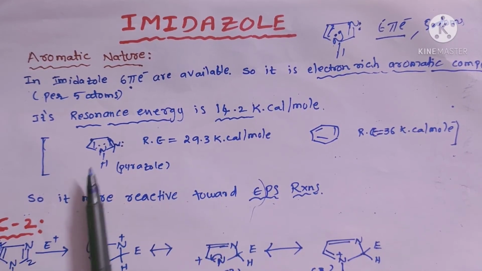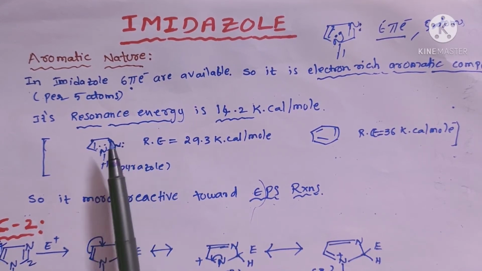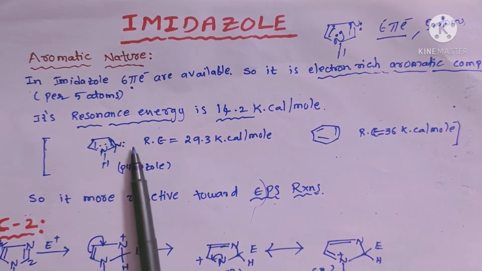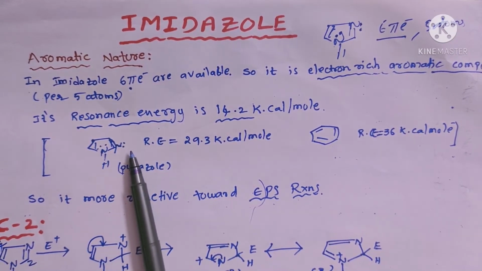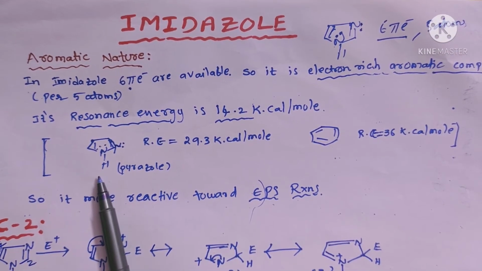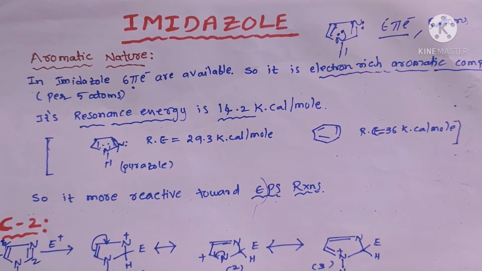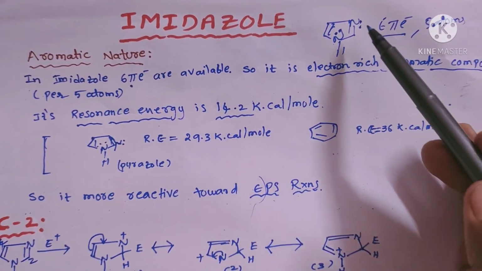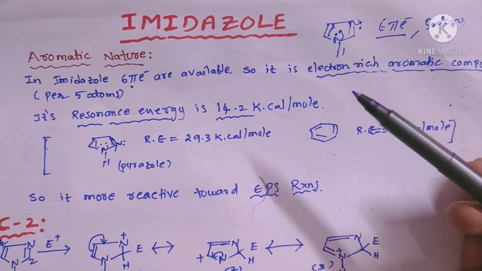This is so because in pyrazole two electronegative nitrogen atoms are present in adjacent positions to each other. So that's why it is more aromatic than imidazole. In imidazole, two nitrogen atoms are separated by the 1 and 2 carbon atoms.